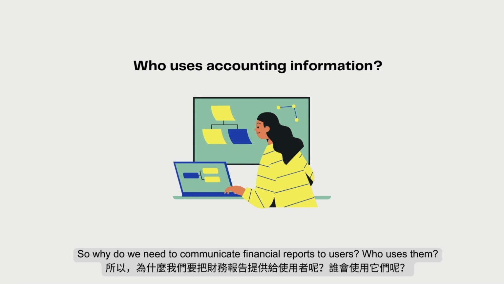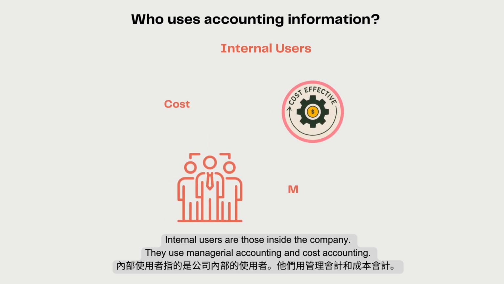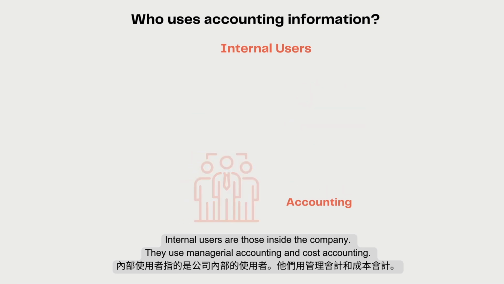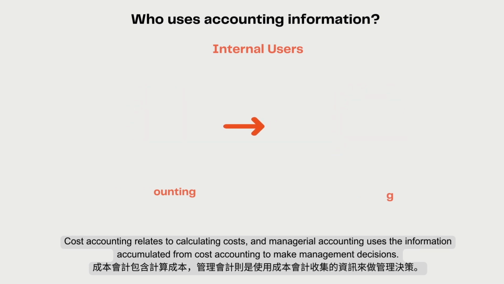So, why do we need to communicate financial reports to users? Who uses them? Well, there are two types of users: internal and external users. Internal users are those inside the company. They use managerial accounting and cost accounting. Cost accounting relates to calculating cost, and managerial accounting uses the information accumulated from cost accounting to make management decisions.